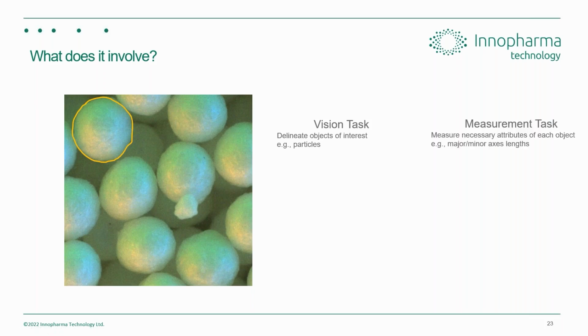Then the second task would be a measurement task. Once we have identified the object of interest, or all objects of interest, we would measure the necessary attributes of the object. That could be, for example, major and minor axis length, or even the particle size. For the major and minor axis length, we would approximate the particle to an ellipse and make the measurements that we need. If a human observer was doing this, the vision task would be pretty much straightforward.